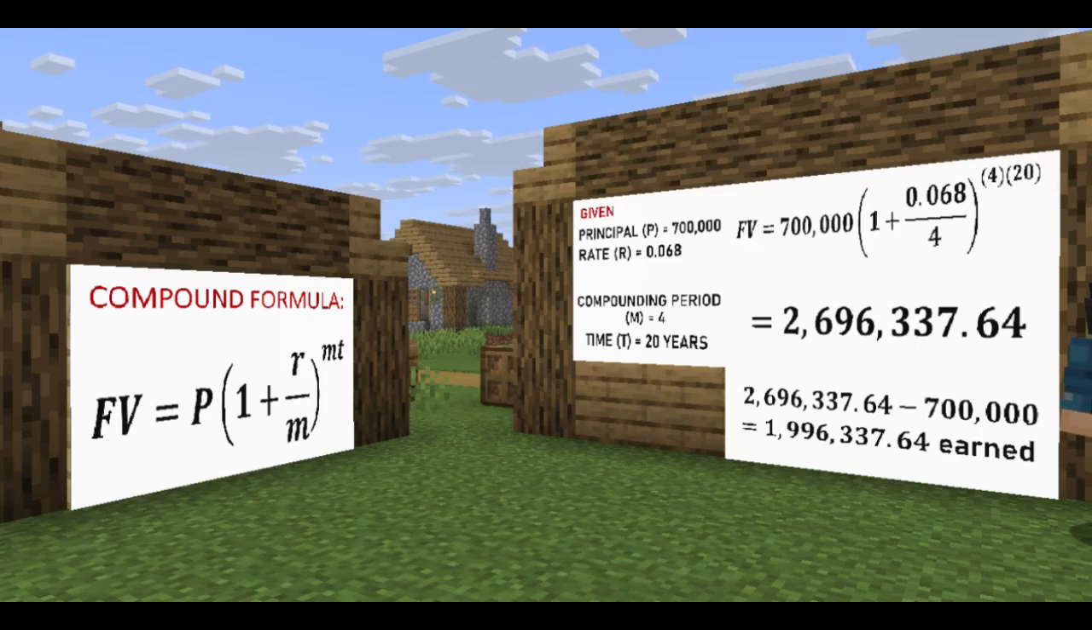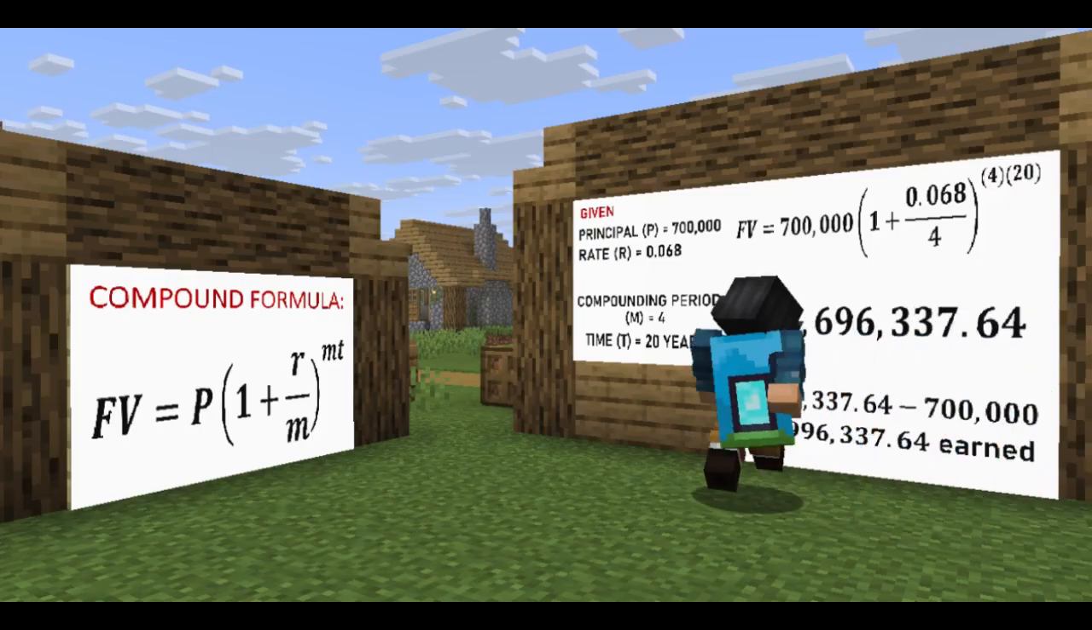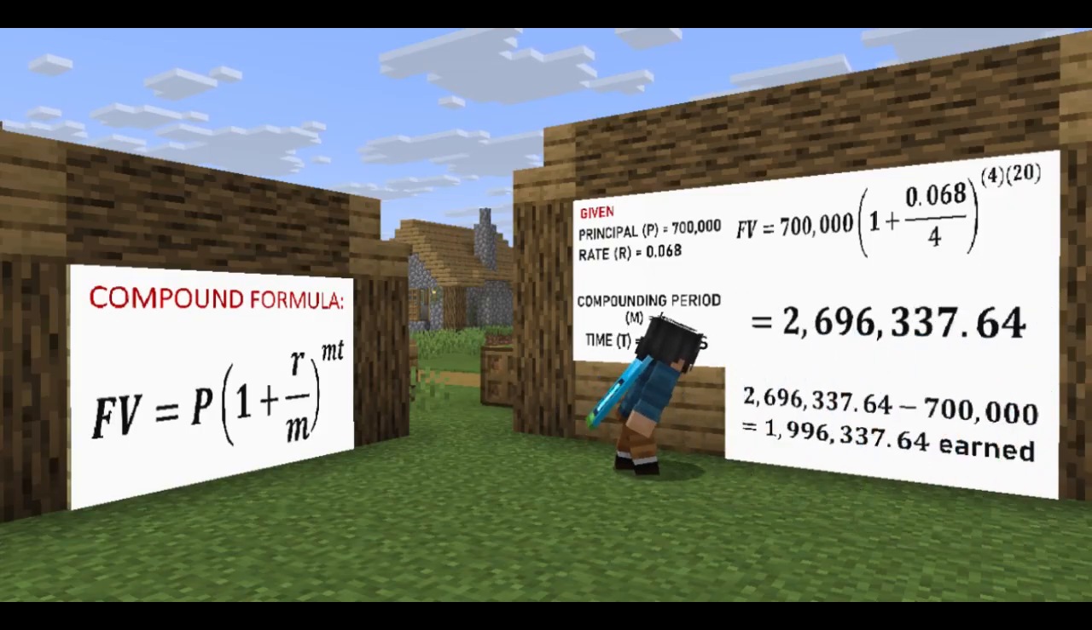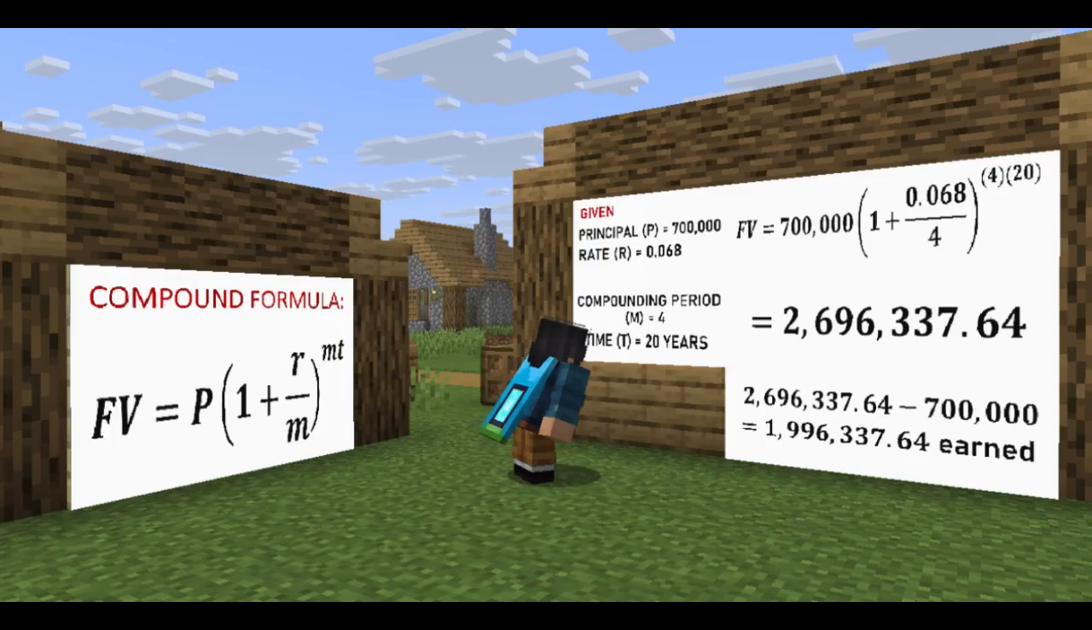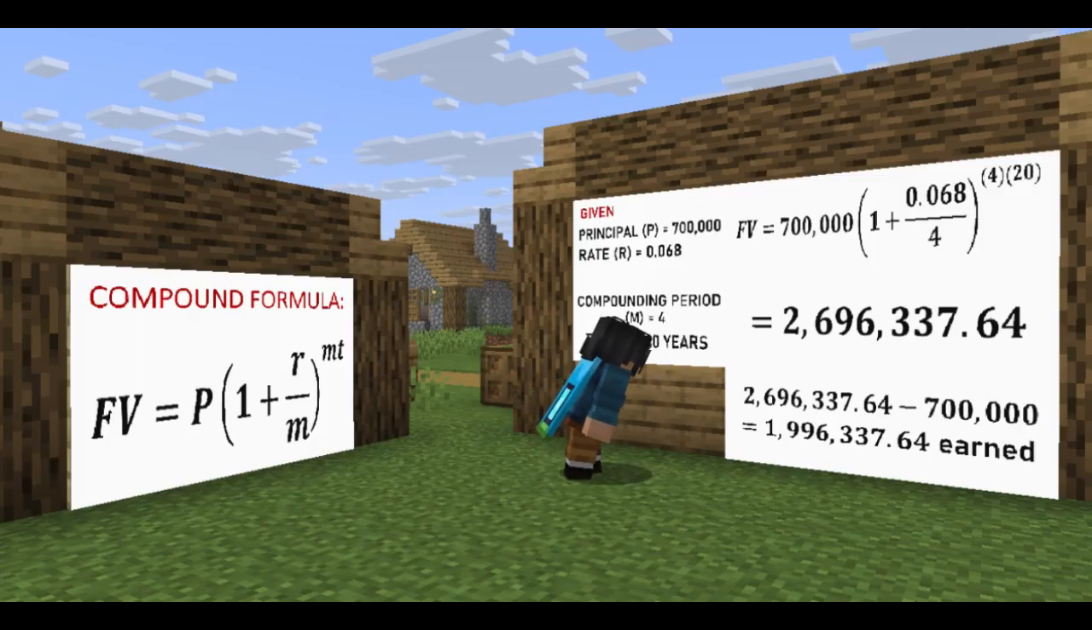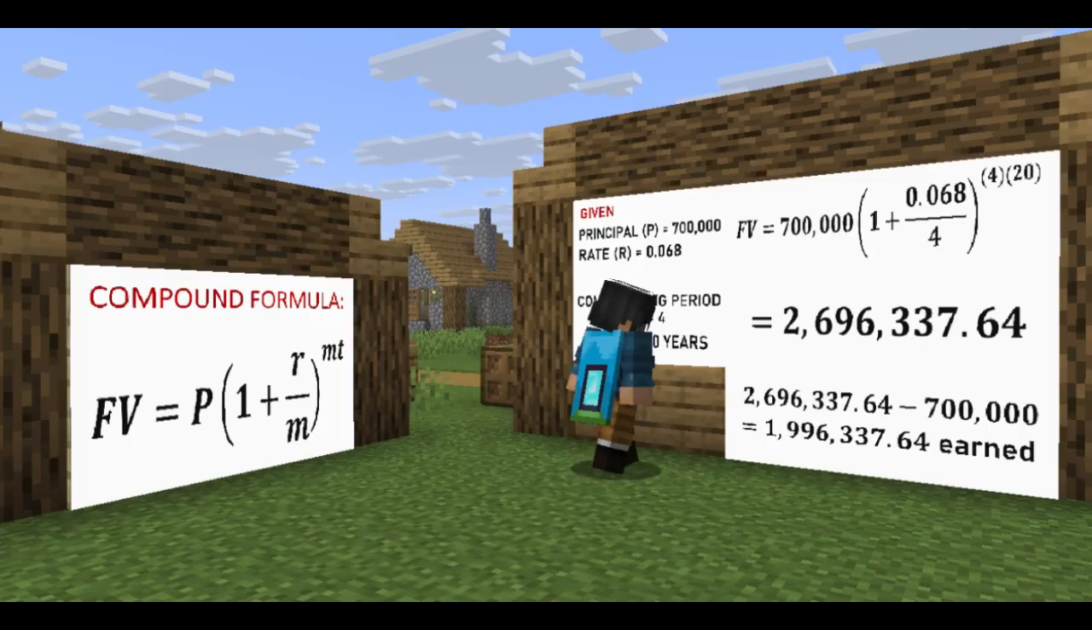2,696,337.64 pesos. Finally, subtract the principal. 2,696,337.64 pesos minus 700,000 equals 1,996,337.64 pesos earned.